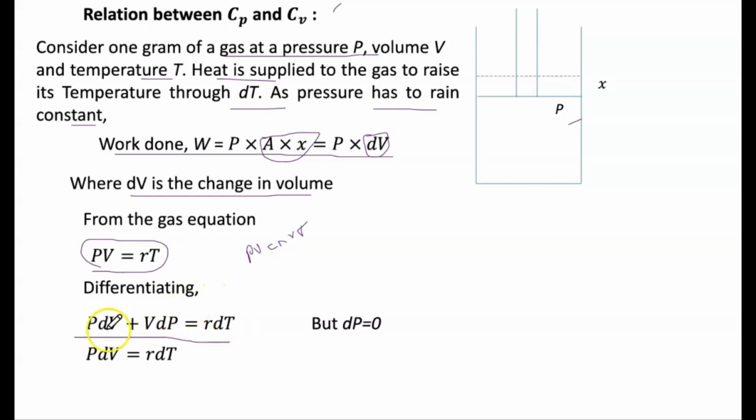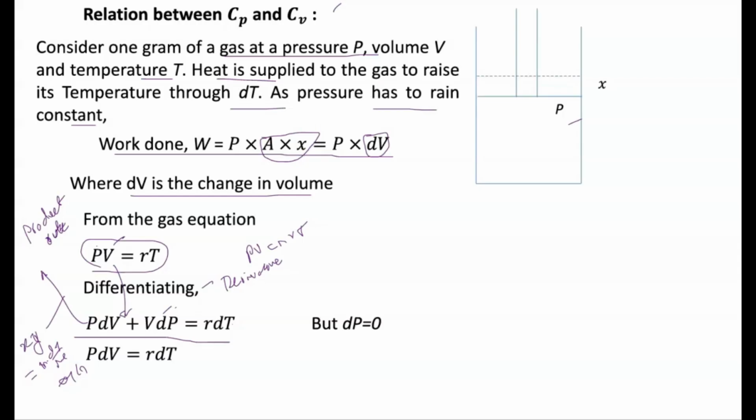Now we are differentiating, taking the derivative here. So the derivative of V gives dV, plus V into dP; P becomes dP. This is the product rule of differentiation. As you know, x into y becomes x into dy by dx plus y into 1. This is how we solve in mathematics, so the product rule is applied here. So PdV plus VdP is equal to RdT.